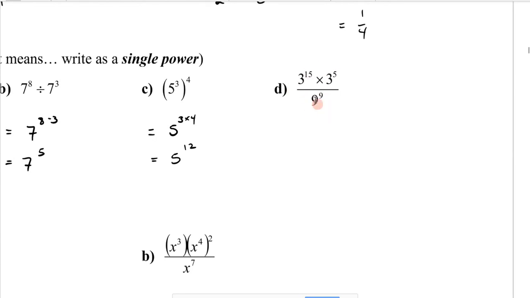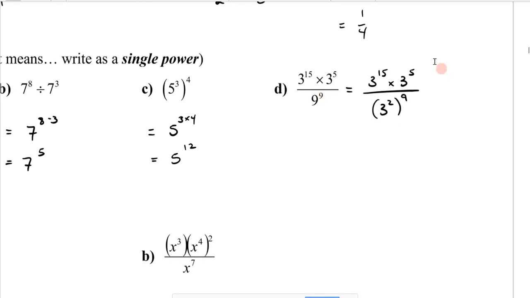Okay, and you might have different bases too, but you might look at this and go, well, 3 and 9 are related. Well, 9 is just 3 times 3, so I could rewrite this whole thing. So 3 to the power of 15 times 3 to the power of 5 divided by, well, 9 is just 3 squared, right? So I can replace the 9 with the 3 squared, and don't forget the exponent 9 is still there, so I'll leave that there.